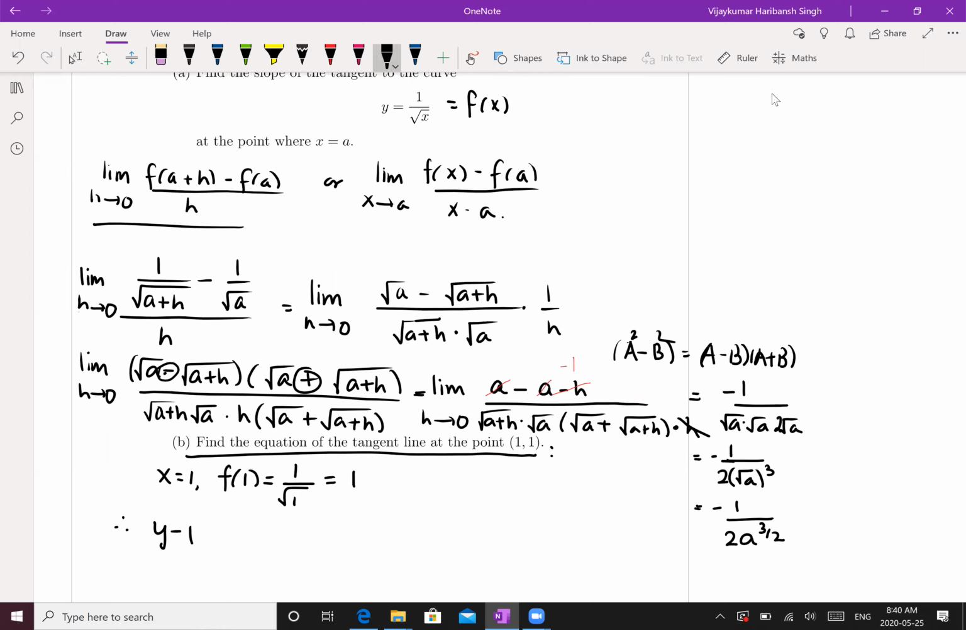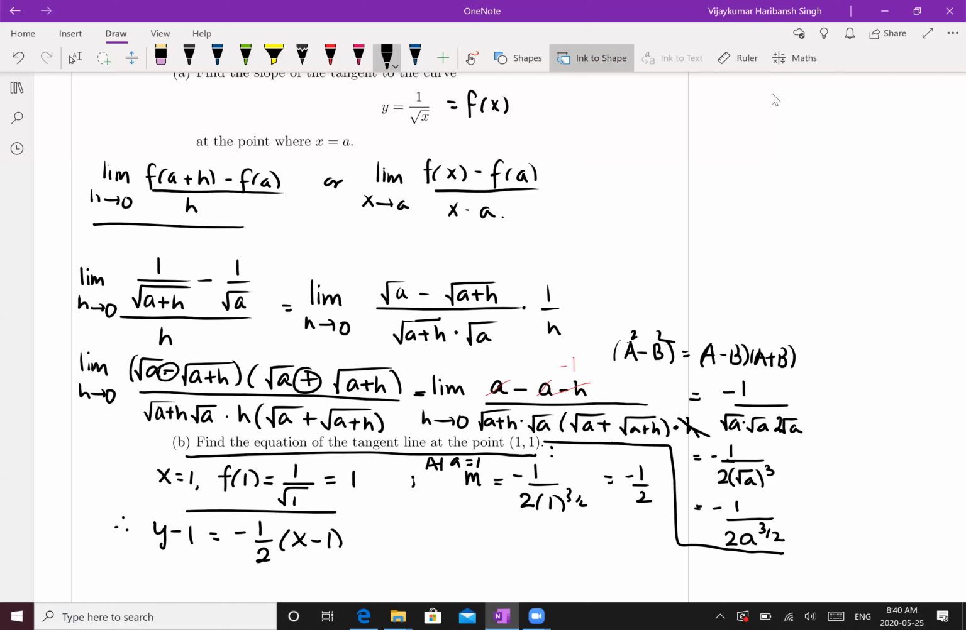You get y minus 1 equals to m, in that case, m at a equals to 1. What is my m? My m is going to be minus 1 over 2 times 1 to the power 3 by 2, which is going to be minus 1 over 2. So what do I get? y minus 1 equals to minus 1 by 2 times x minus 1. So this is your equation of the tangent line at that point.